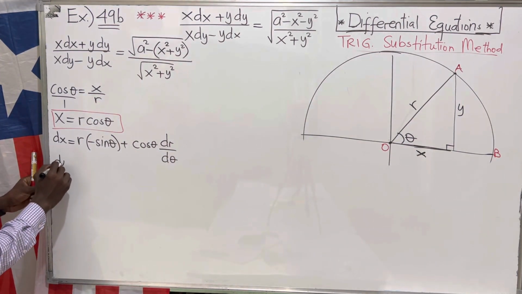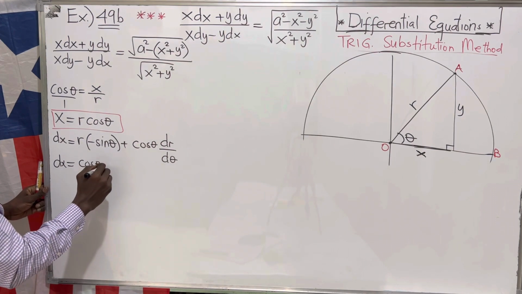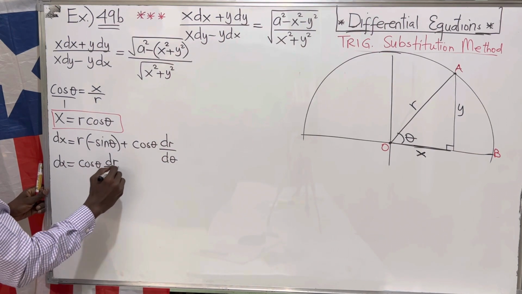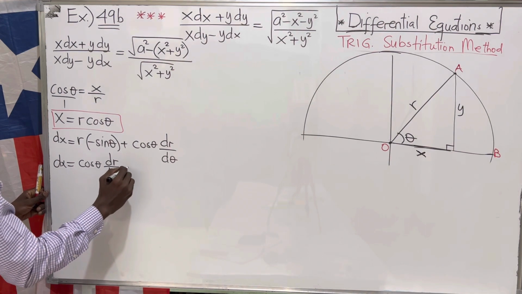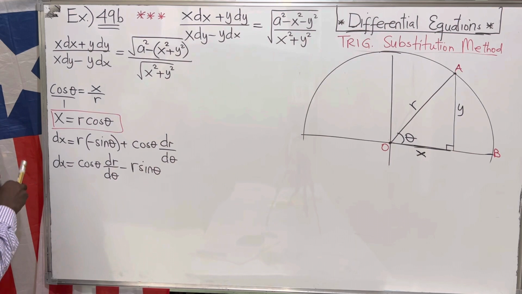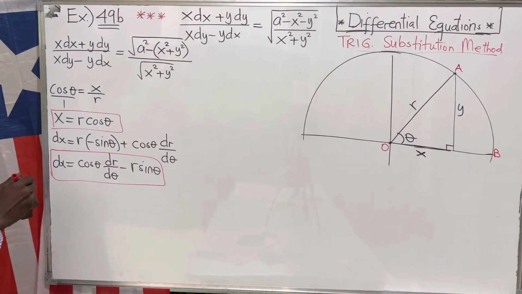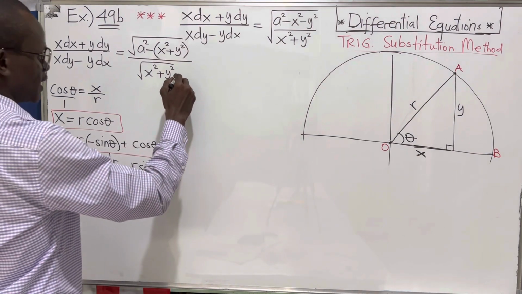So the x now becomes cos of theta, the dr over d theta, minus r sine of theta. So this is our dx. Then we move to the next one.